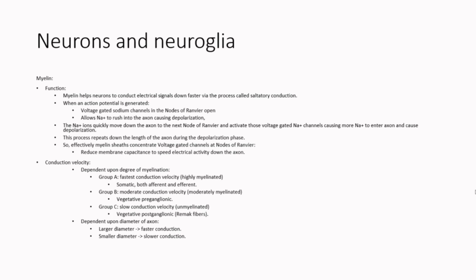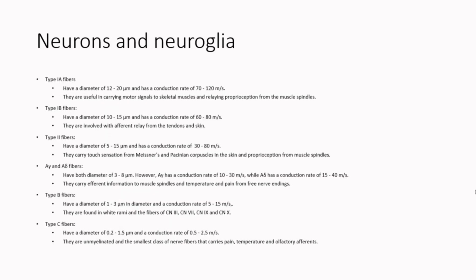Then you have group C, which are called the Remak fibers, and they are unmyelinated axons, so therefore they will have the slowest conduction velocity. And their target organs are the vegetative postganglionic. The conduction velocity, we said, depends on the diameter, so here it's very obvious that the larger the diameter, the faster the conduction, and the smaller the diameter, the slower the conduction.